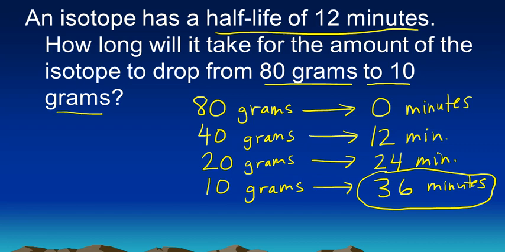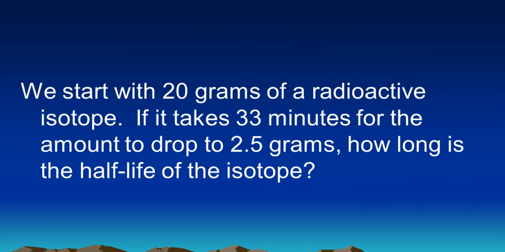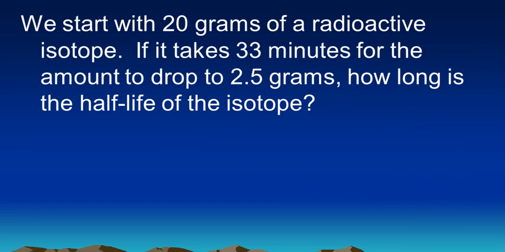Let's try one more example. It's perhaps a bit more challenging. This one says we start with 20 grams of a radioactive isotope. If it takes 33 minutes for the amount to drop to 2.5 grams, how long is the half-life of the isotope? Now, this one's harder because we're used to having the amount or the length of the half-life to work with. But this time we don't have that, so we have to be a little bit more ingenious in the way that we write our diagram.